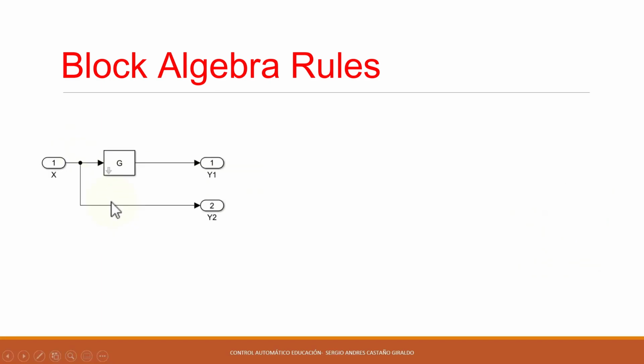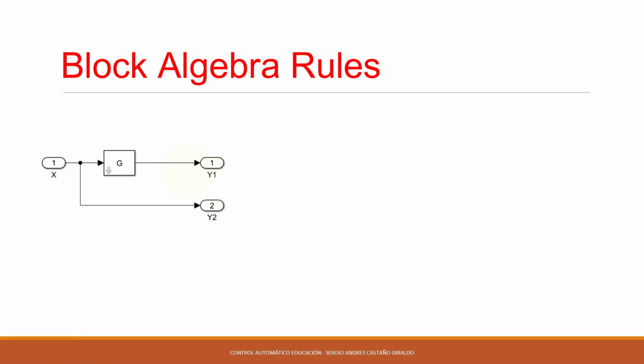A second operation we have, and that we'll use a lot, is to switch the branching points from one side to another. In this case, we have a single block g and a branching point. What we want to do here is move the branching point to the other side. But first, let's see what we have at the output. Always do this so you understand how to work with block diagrams.